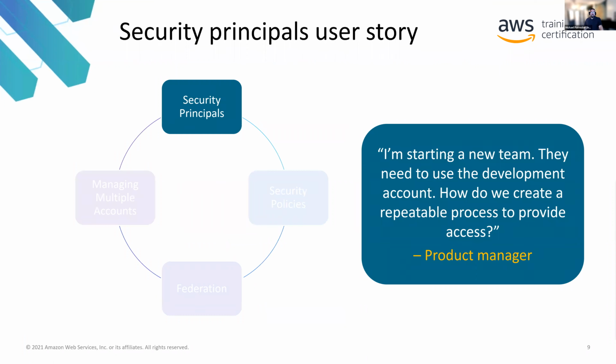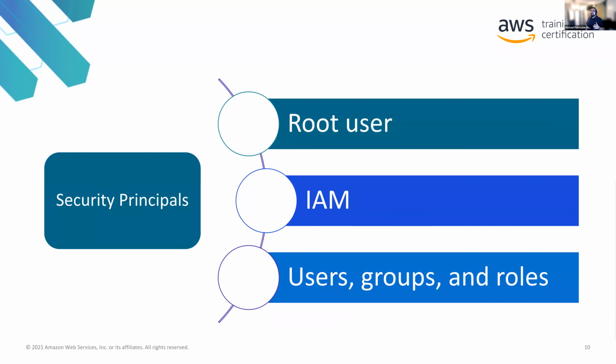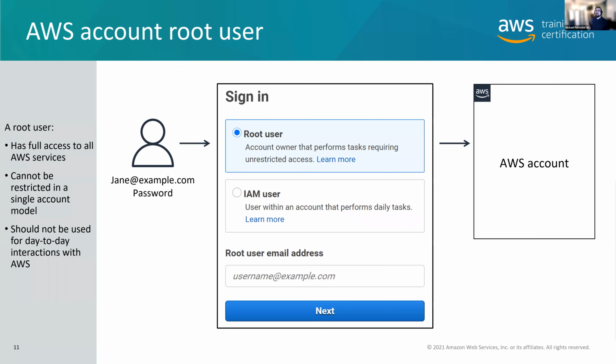So, security principles, user story. We got a new team that needs to use the development account. How do we create a repeatable process to provide access? Now, the first thing we're going to talk about just in passing is the root user. The root user is what you create when you create an AWS account.